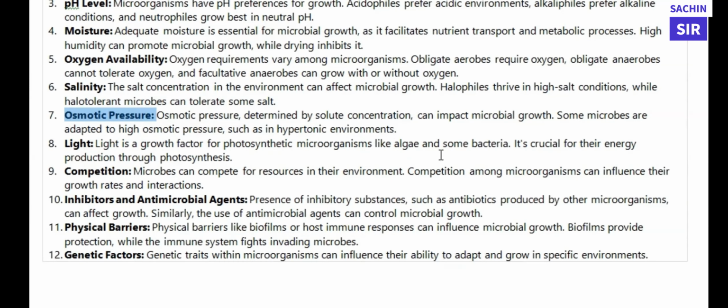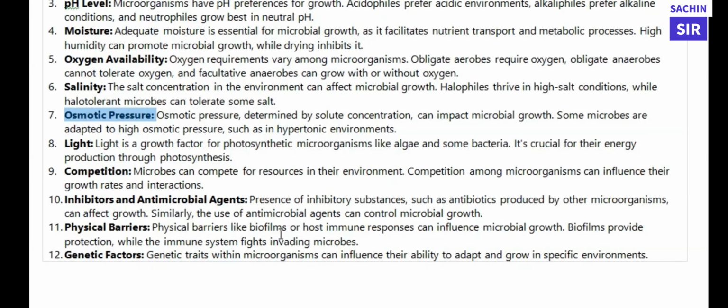Light. Light is a growth factor for photosynthetic microorganisms like algae and some bacteria. It's crucial for their energy production through photosynthesis. Competition. Microbes can compete for resources in their environment. Competition among microorganisms can influence their growth rates and interactions. Inhibitors and antimicrobial agents. Presence of inhibitory substances, such as antibiotics produced by other microorganisms, can affect growth. Similarly, the use of antimicrobial agents can control microbial growth.